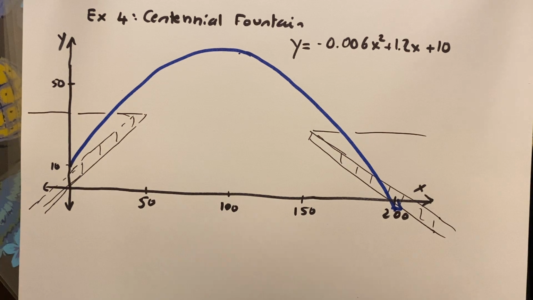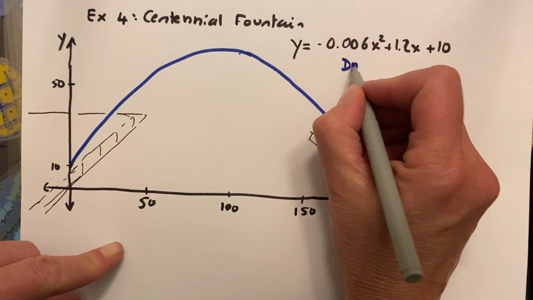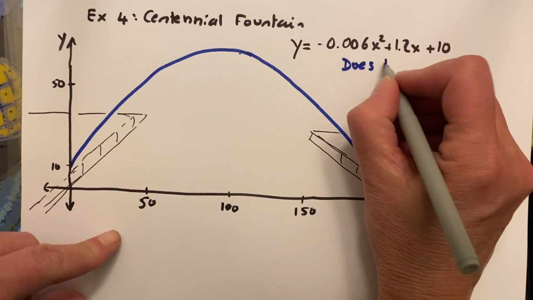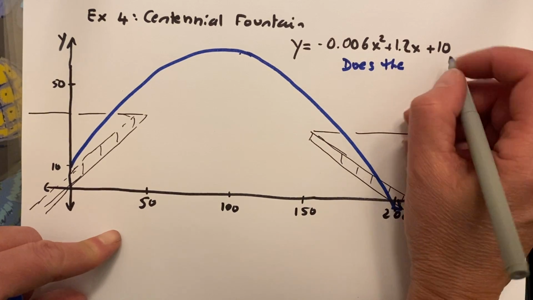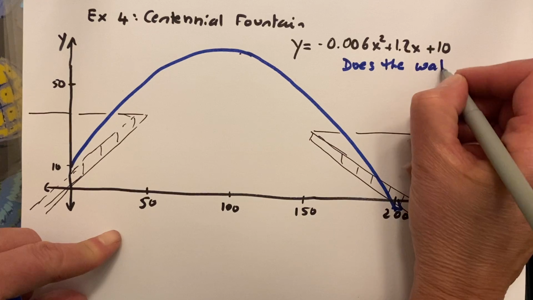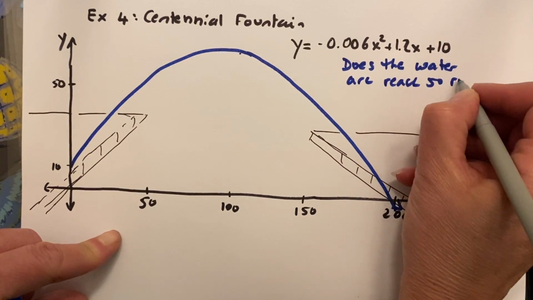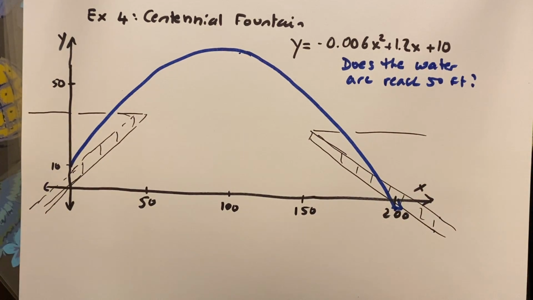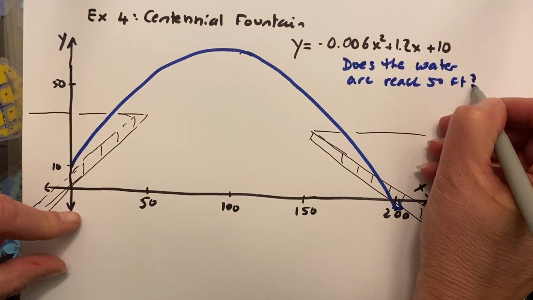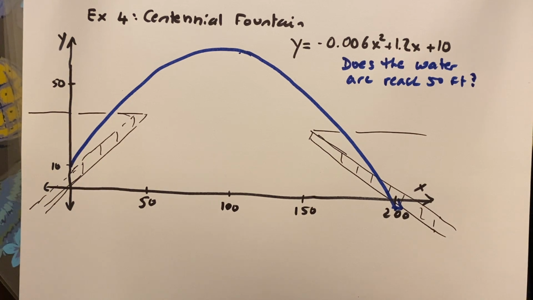So the book is asking, actually, a very good question: does the water arc reach a height of 50 feet? This is a really great problem. Now the drawing gives it away, but how would you figure it out if you did not have the drawing? Does the water arc reach 50 feet? This is the kind of question that we're going to use the discriminant to figure out, because they're not asking you for specific numbers. They're just saying, does it get that high?